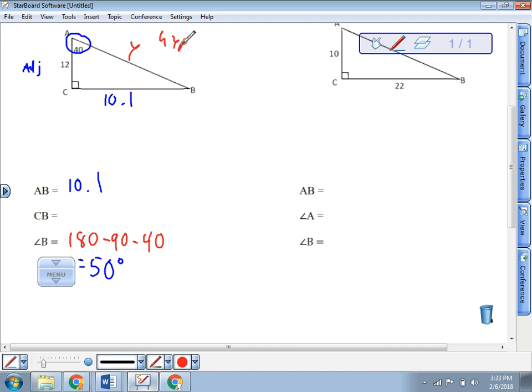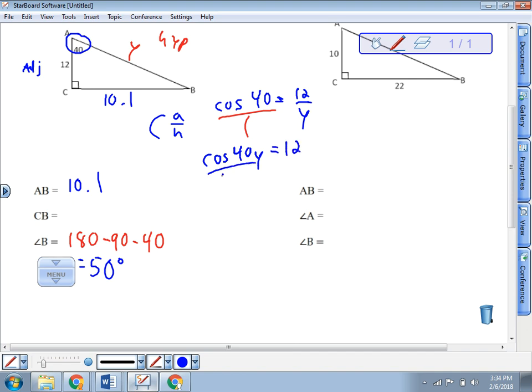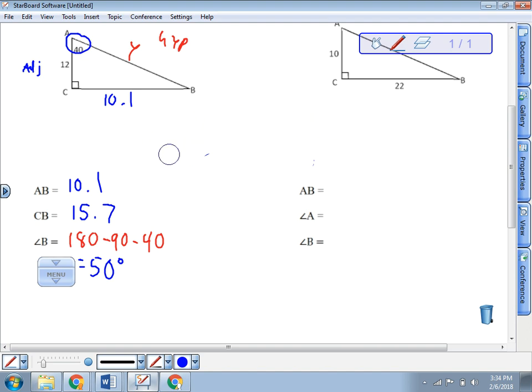So which one involves hypotenuse and adjacent? That would be cosine, adjacent over hypotenuse. So we're going to say cosine of 40 equals adjacent, which is 12, over y. We're going to cross multiply and divide, so we get cos 40 times y equals 12. Then we divide by cosine of 40, and y equals approximately 15.7. That's how you use trig to find those missing pieces. So that's solving right triangles. We found the one missing angle and two missing sides.